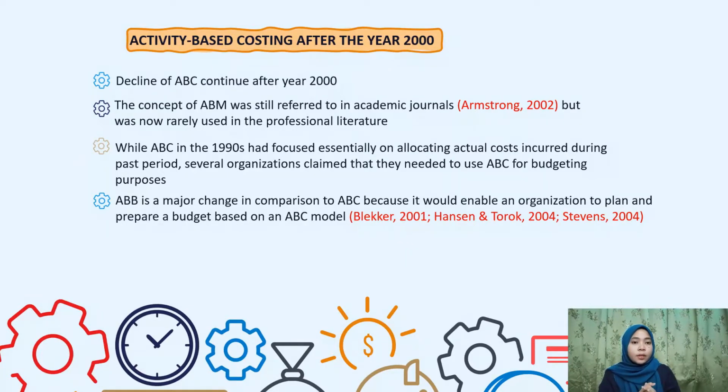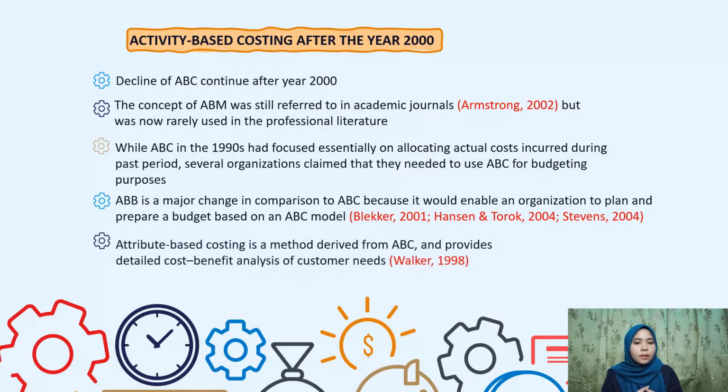So other new costing techniques or adaptations of ABC came out at the beginning of the 2000s. This new costing approach aims at solving the fundamental problems that are inherent to ABC and its implementation, which are full costing and idle capacity. So attribute-based costing is a method derived from ABC and provides detailed cost-benefit analysis of customer needs. It breaks customer needs into specific product attributes and focuses only on planning rather than analyzing past costs.